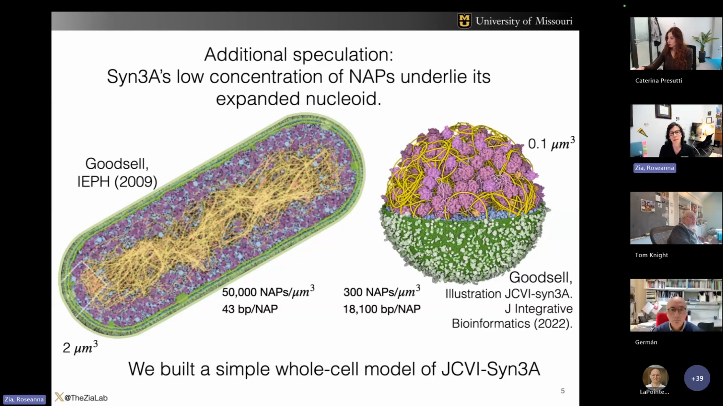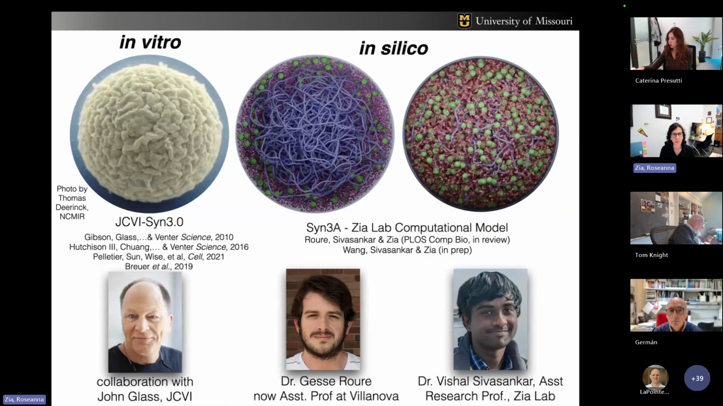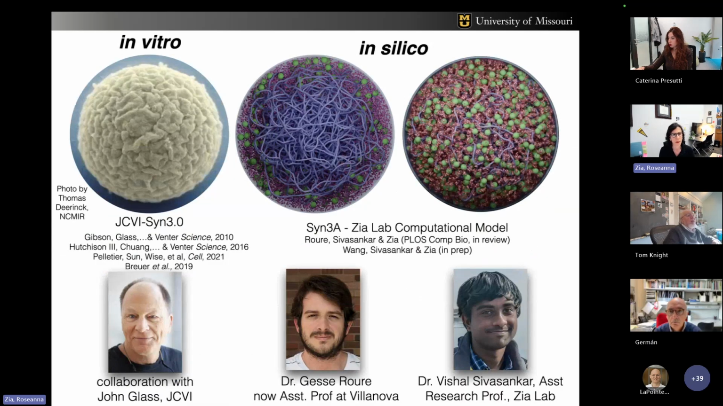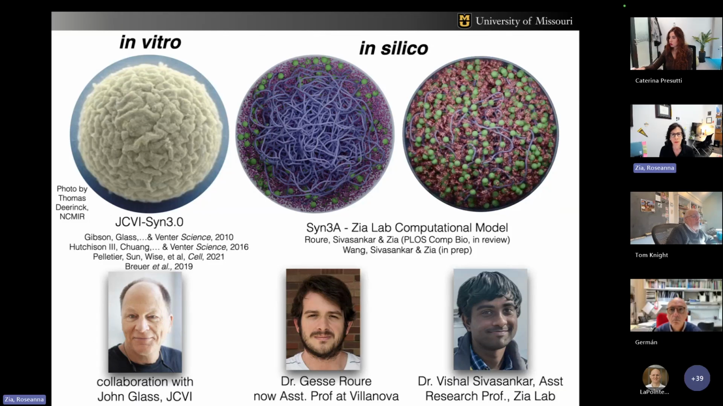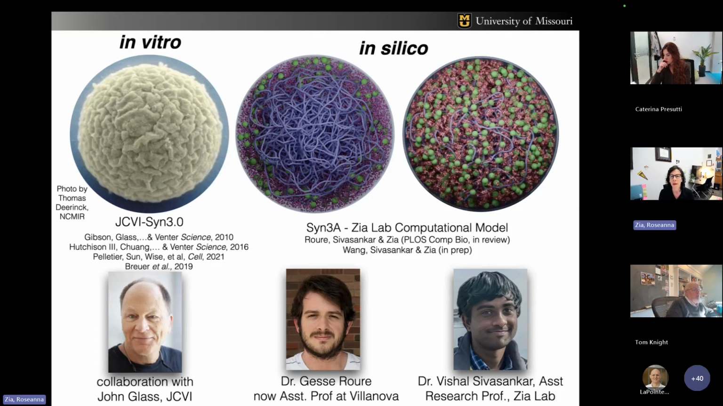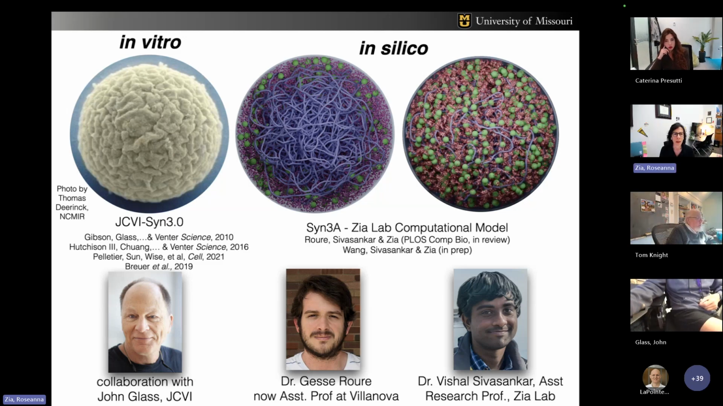So we decided to build a simple whole cell model of Syn3A to look at these effects. Today I'm going to talk about that recent work, examining several factors that appear to contribute to the expanded nucleoid of mycoplasma type cells, including charge and DNA bending HU proteins, which were neglected in the initial models.